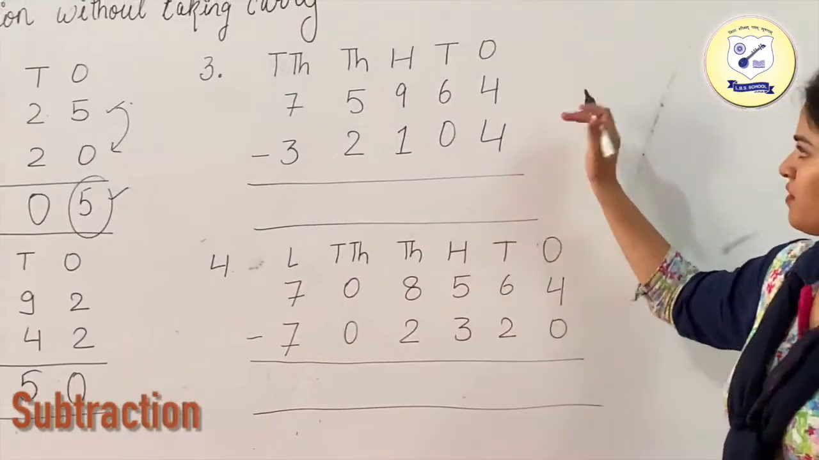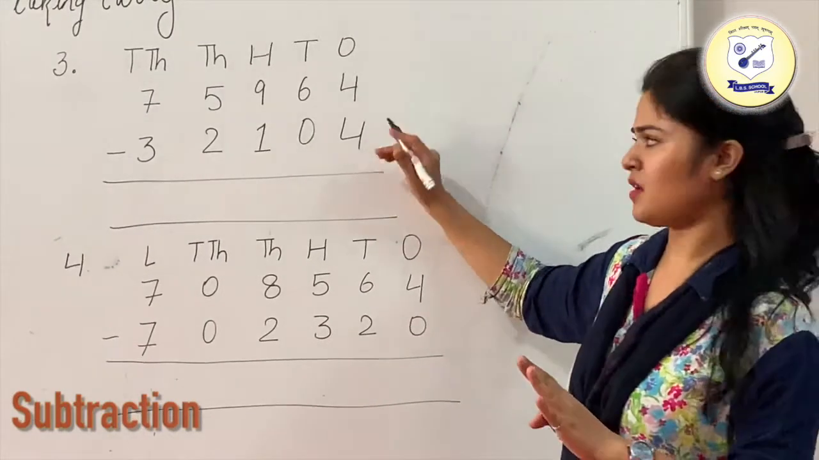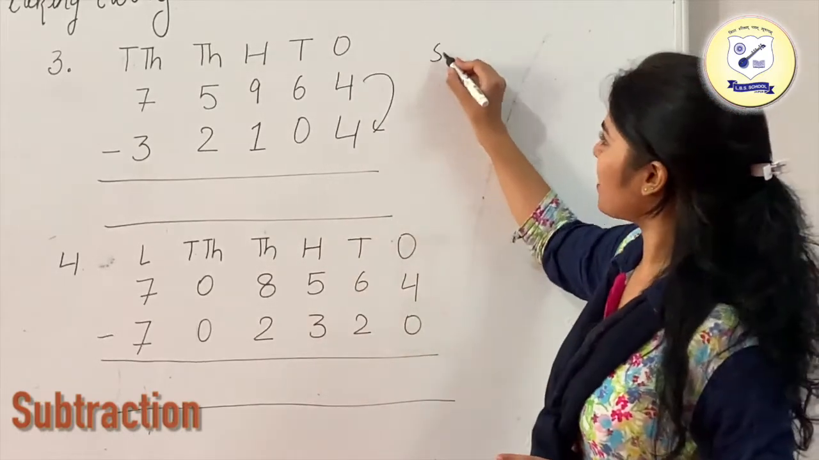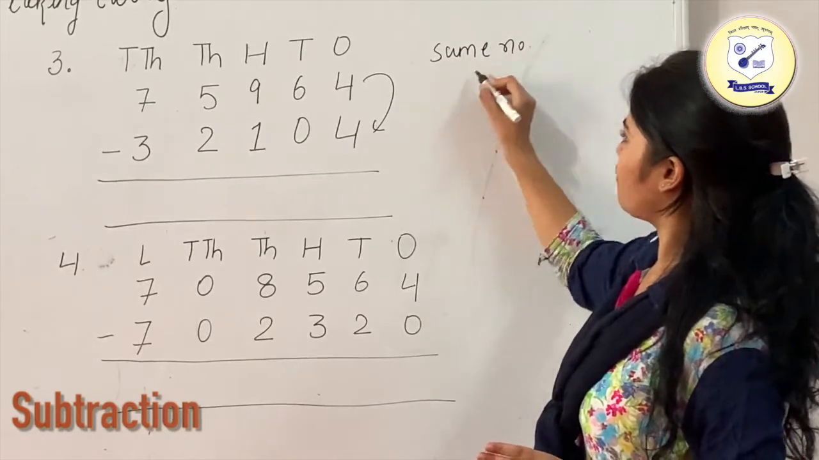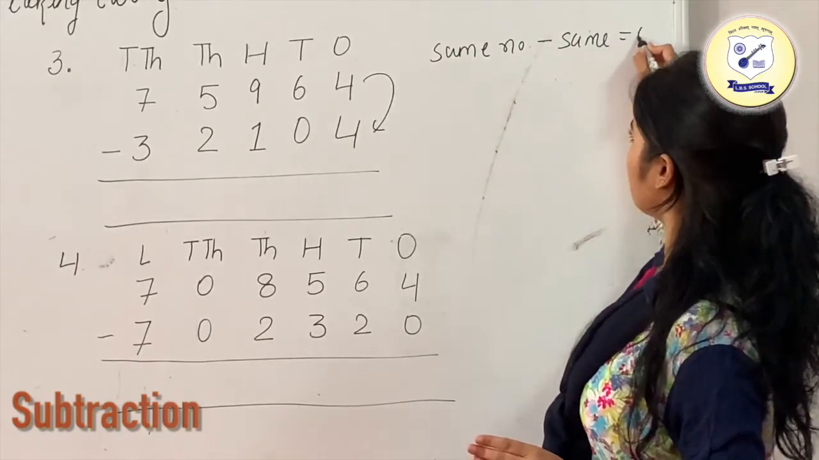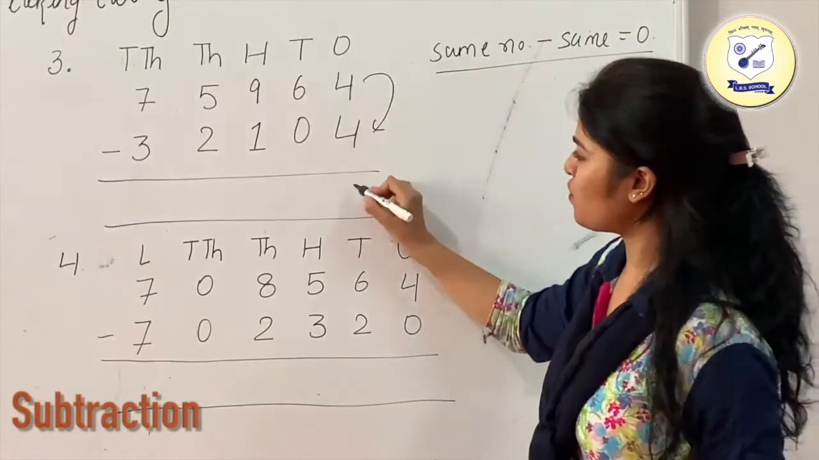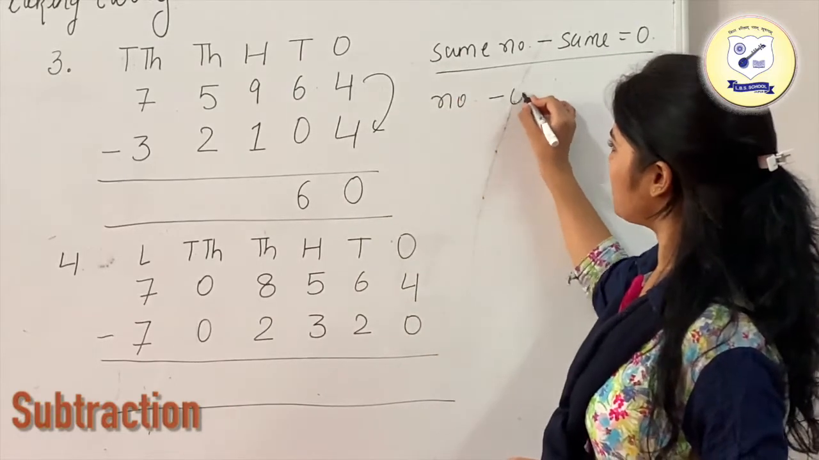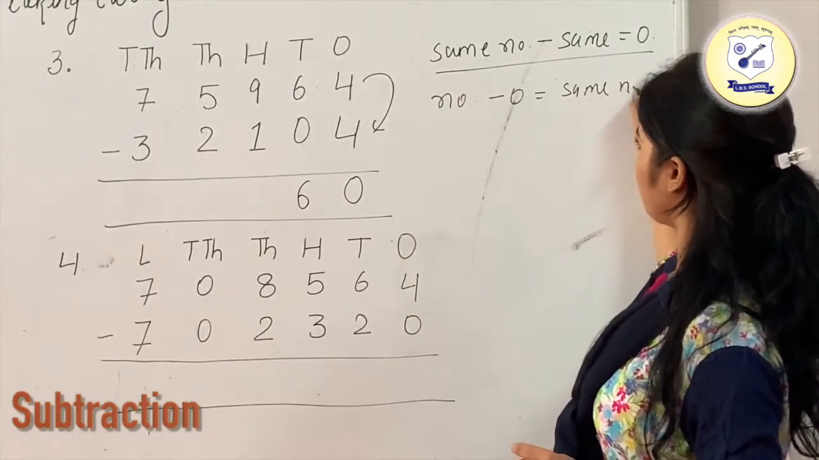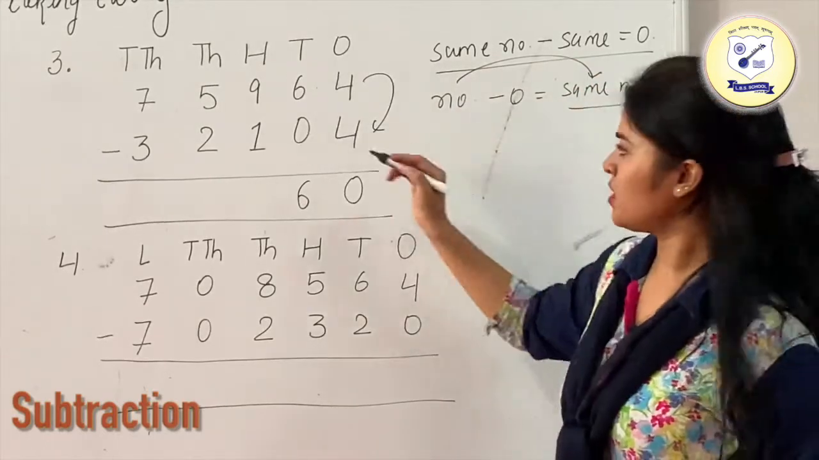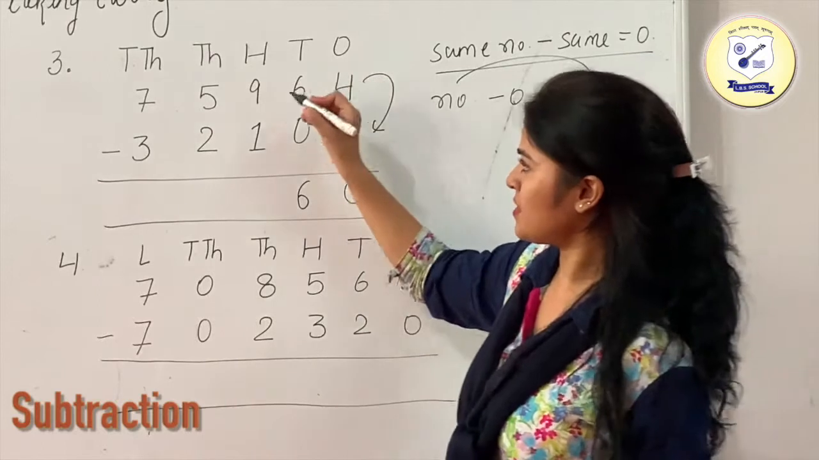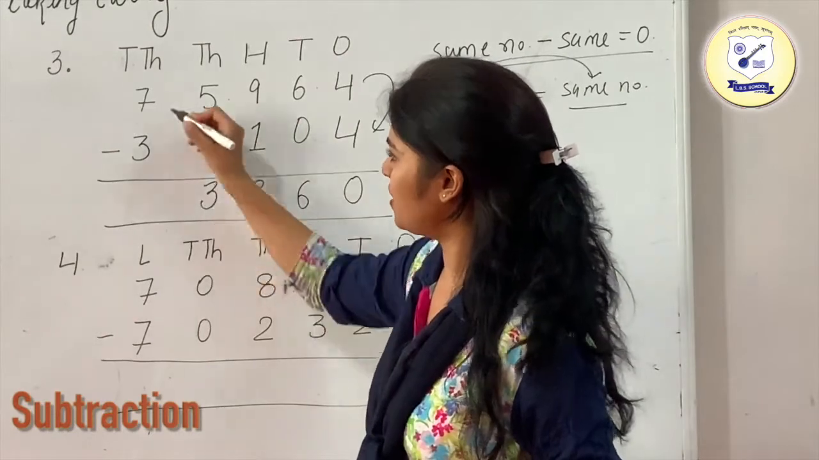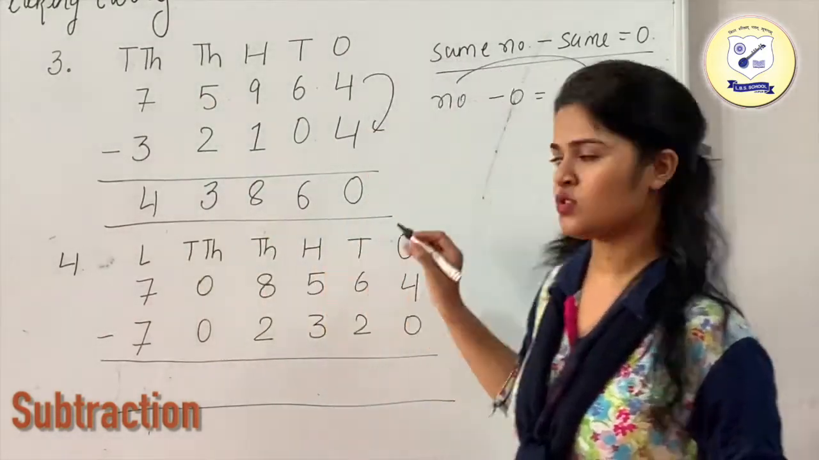Now this is your third question. We have 4 minus 4. Since we have the same numbers, if you are subtracting the same number from the same, then your answer would be 0. 4 minus 4, 0. 6 minus 0 is 6. A number minus 0 would be the same number which we have taken for the subtraction. You will get the same number. So this is our 6. 9 minus 1 will be 8. 5 minus 2 will be 3. 7 minus 3 will be 4. So this is our answer.